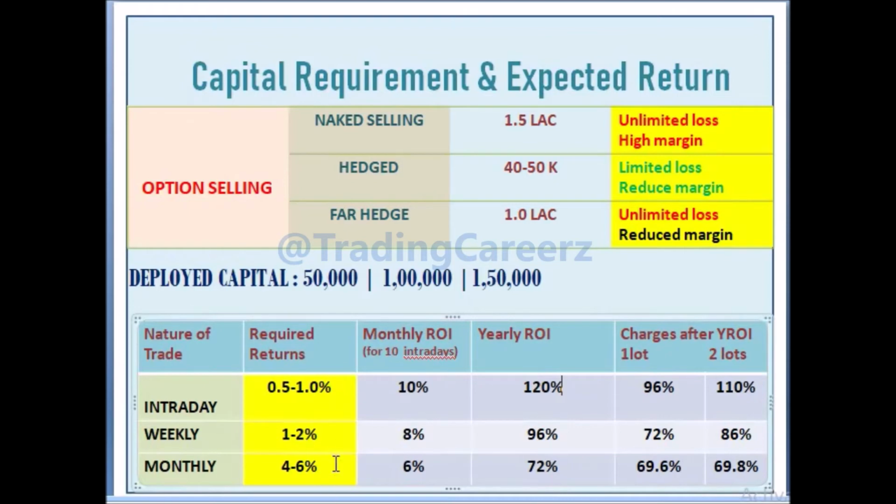And for monthly strategies, whenever you build a monthly strategy, you have to choose 6%. You have to expect 6% return. It is enough, and it will be huge returns, 72% returns.